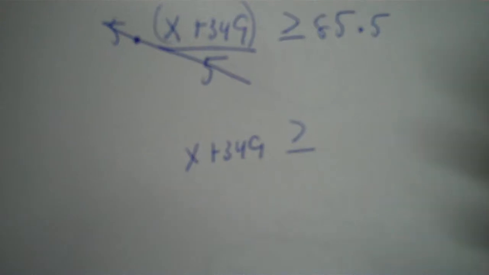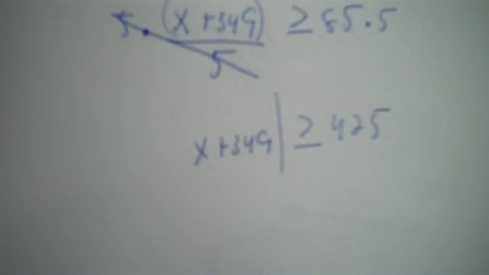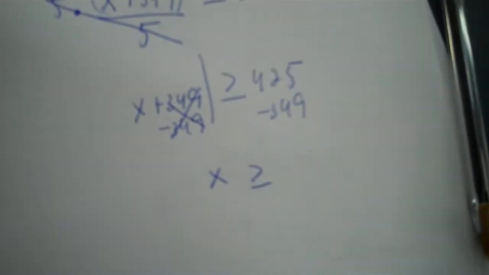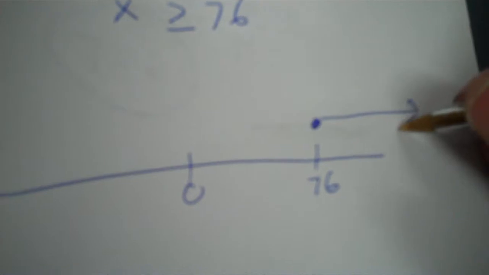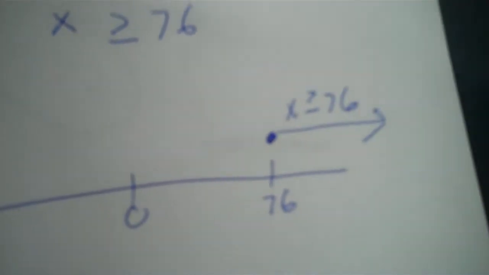So then times 5 gets rid of the divide by 5, then times 5. So I have x plus 349. Now on the other side we have to multiply 85 by 5, and that's 425. And now I need to subtract. Okay, the sign's not going to flip because I'm just subtracting. So I subtract 349. Then 425 minus 349 gives me 76. This guy has to score 76 or higher to meet his goal of 85. Please graph that. 76, circle, fill it, and greater than goes this way. So x greater than or equal to 76.